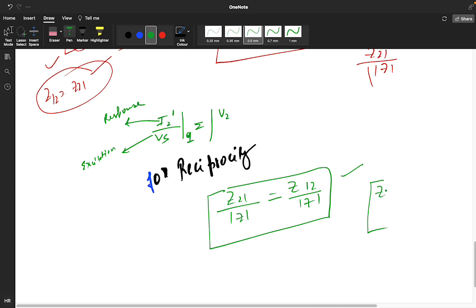You have a Z parameter Z11, Z12, Z21, Z22. Apply the conditions: see this value Z12 and divide it by its determinant. Then see this value Z21 and divide it by the determinant. If you are getting the same result, that means the network is reciprocal. Okay.